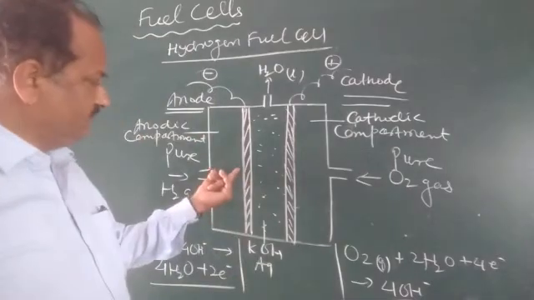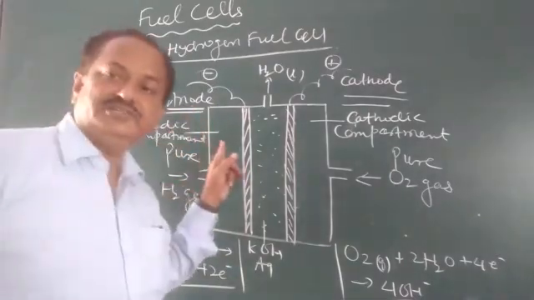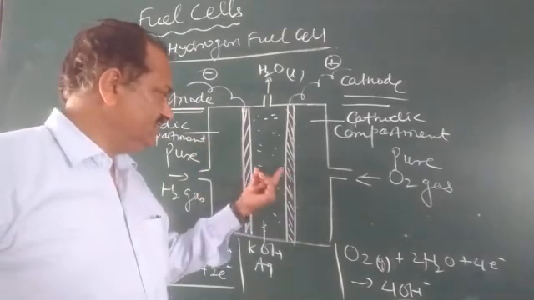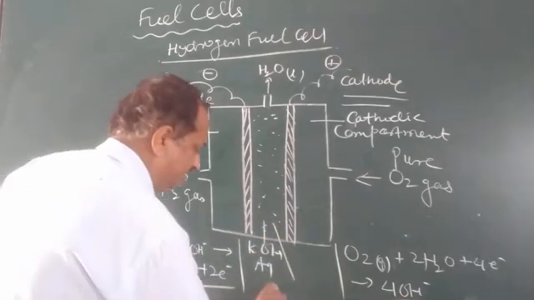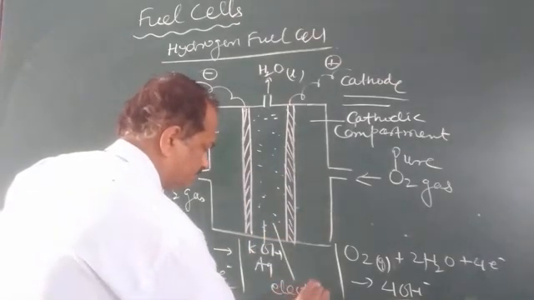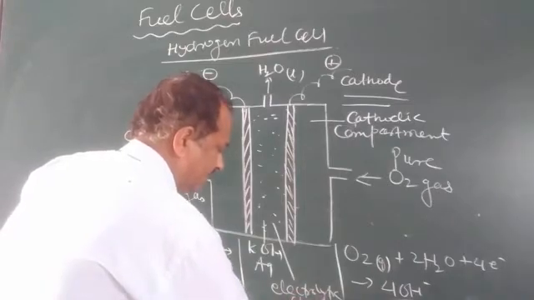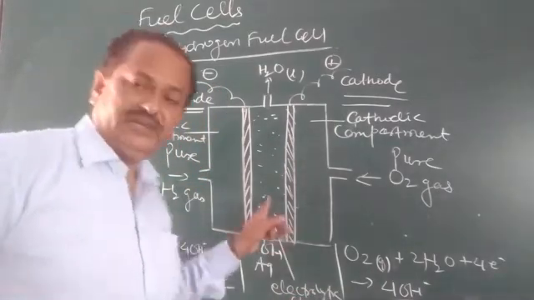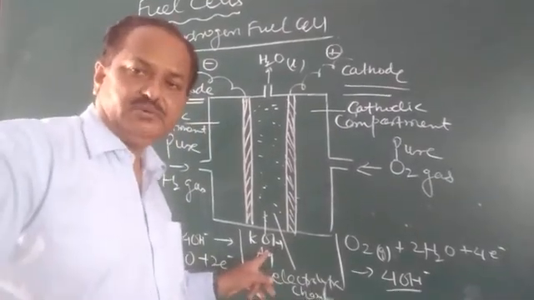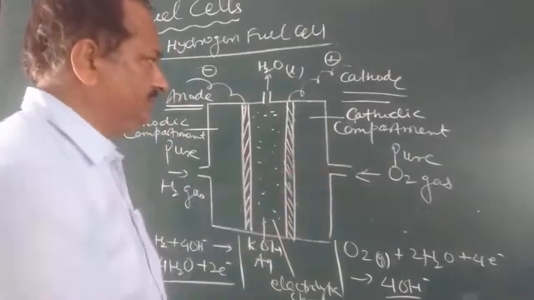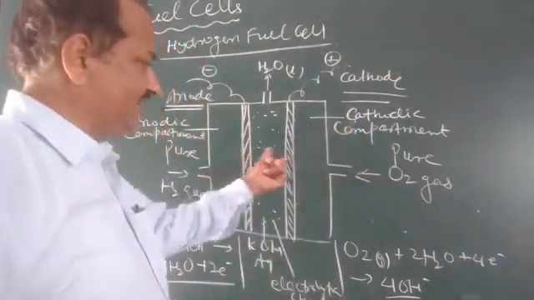So see, the first compartment, first chamber, is the anodic or the anode. The central one is the electrolytic chamber, and it has aqueous KOH or NaOH. Now this side there is the cathodic chamber. So first, second, and third.